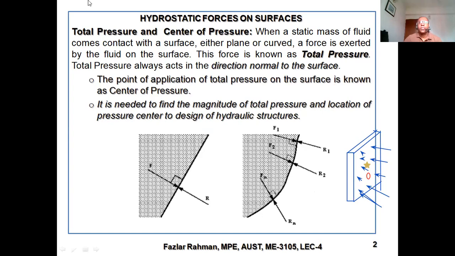So at first, we need to know what total pressure is. It's saying when a static mass of fluid comes in contact with a surface, either plane or curved, a force is exerted by the fluid on the surface. This force exerted on the surface is called total pressure. Actually, I would say it is better to call it total pressure force, but in some books they mention it as total pressure.